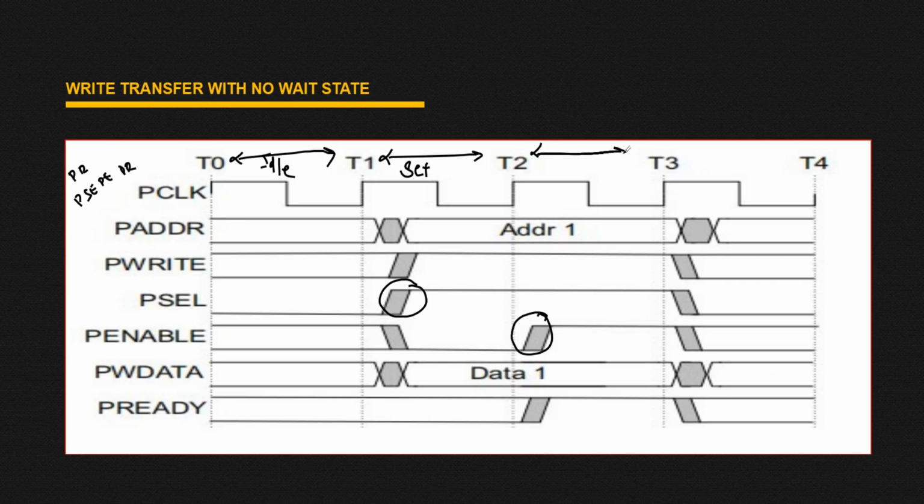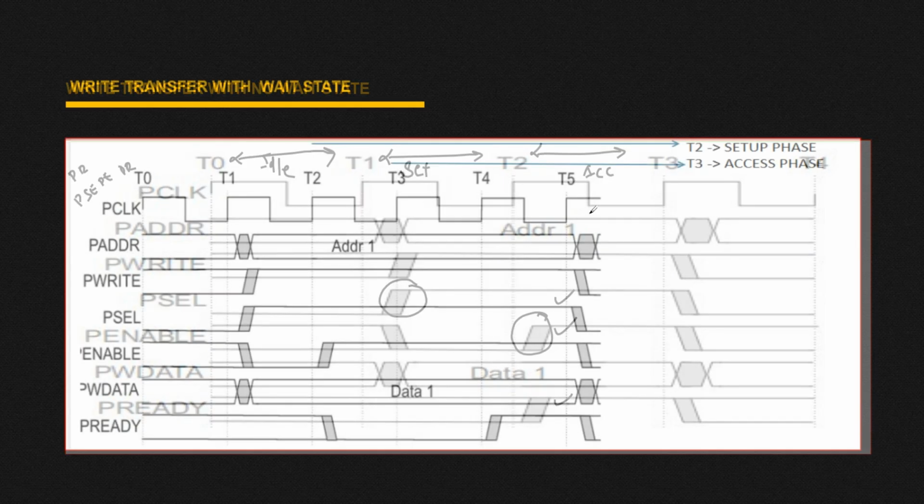So T2 to T3, here we have access phase. Now here in access phase, see, PSELECT signal is high, PENABLE signal is high, and PREADY signal is also high. So for this phase only our data should be transferred to the slave. Okay, so we can say that here there is no wait state.